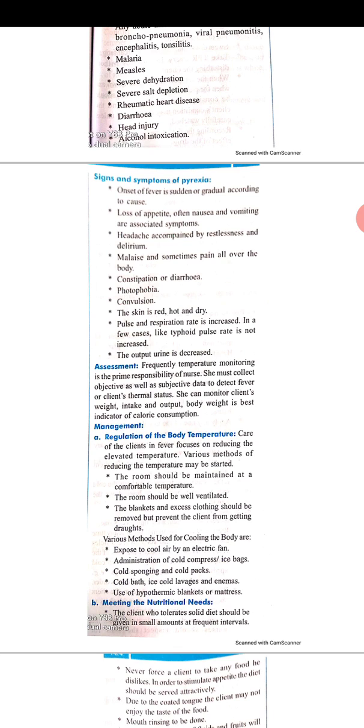Other methods are providing cool air by an electrical fan, applying an ice cooler, ice bag, or cold compress from the head to bottom or over the abdominal area to reduce the temperature, and applying cold sponging, cold packs, etc. Also use a hypothermic blanket or mattress, and for that reason the body temperature can also be controlled.